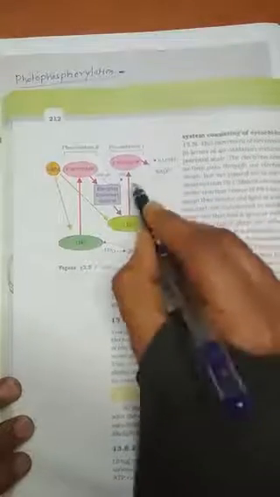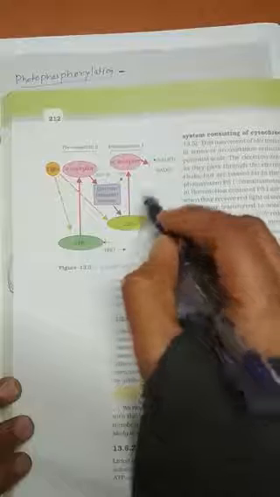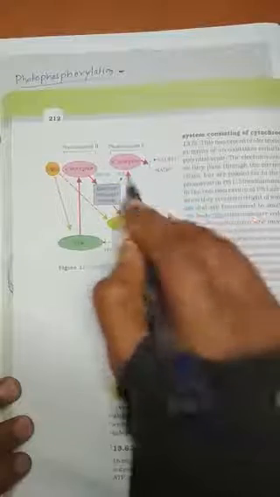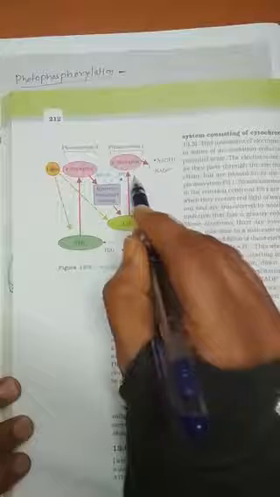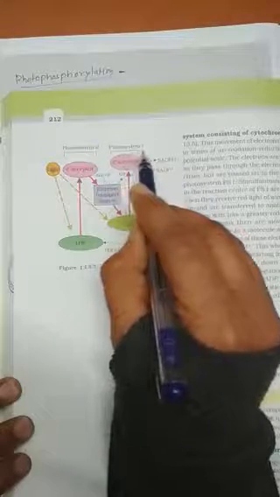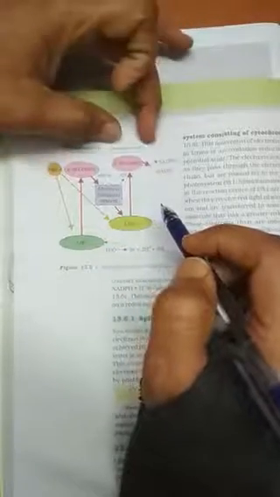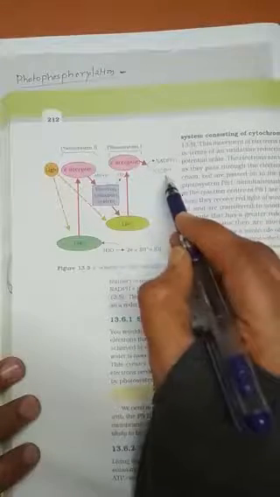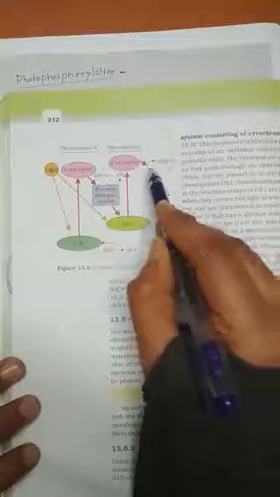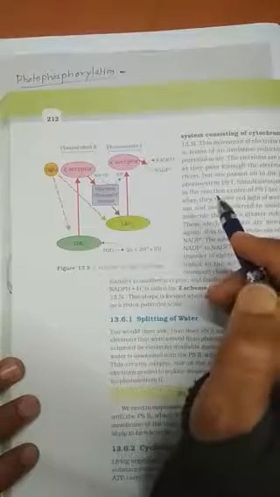Here the electron is accepted by the electron acceptor. It is in photosystem 1; this is photosystem 2, and this is photosystem 1. In photosystem 1 also, NADP is converted into NADPH. Okay.